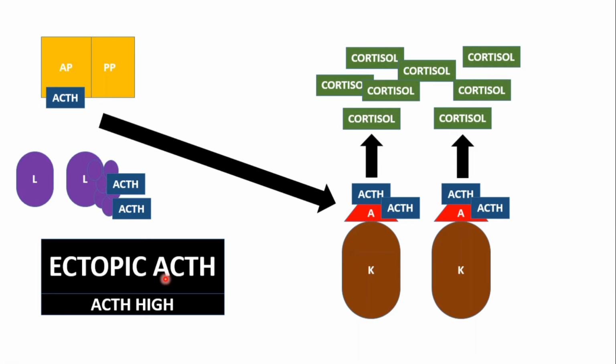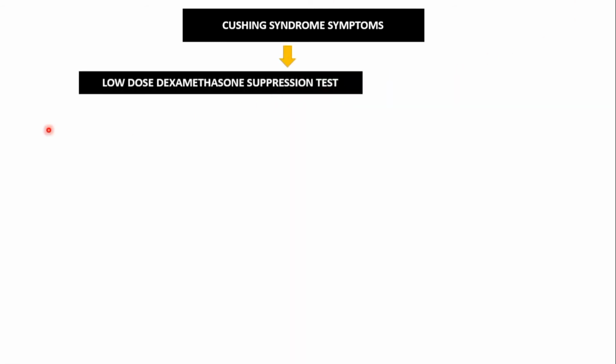Now let's see how to solve the questions with an algorithm. When a patient comes with Cushing syndrome symptoms, first you have to confirm the diagnosis. Then you have to locate the cause. First, to confirm the diagnosis, you do a low-dose dexamethasone suppression test.